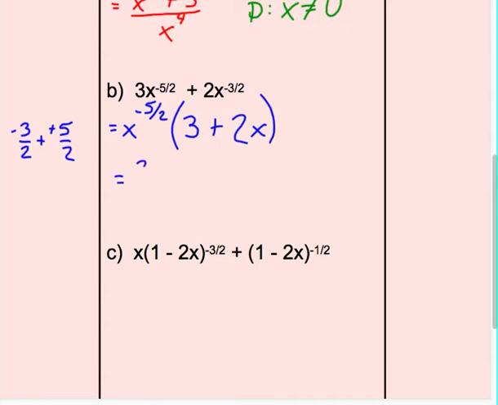Again, simplifying that negative exponent, we're going to throw that in the denominator. And our domain restriction: x cannot equal 0. So that's the only time x to the 5 halves would equal 0.